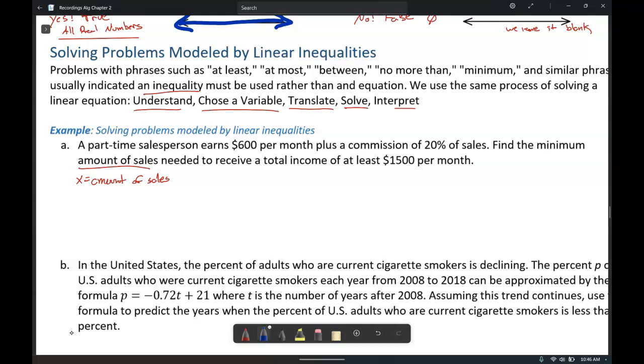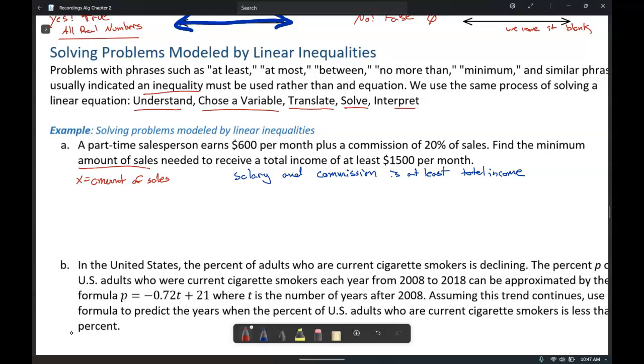So let's think about the model. When someone earns a salary and commission, the amount of money earned on both of those, in this case, needs to be at least a total desired amount, total income. So salary and commission has to be at least the total income.